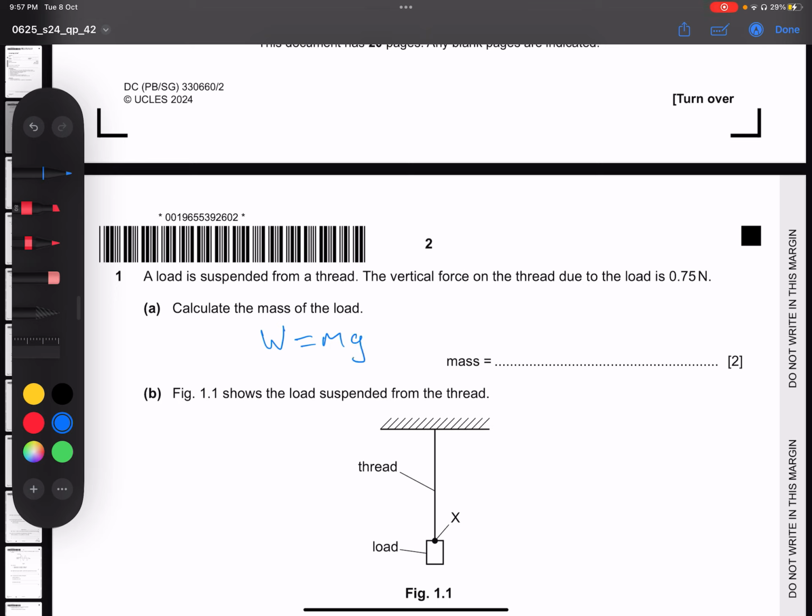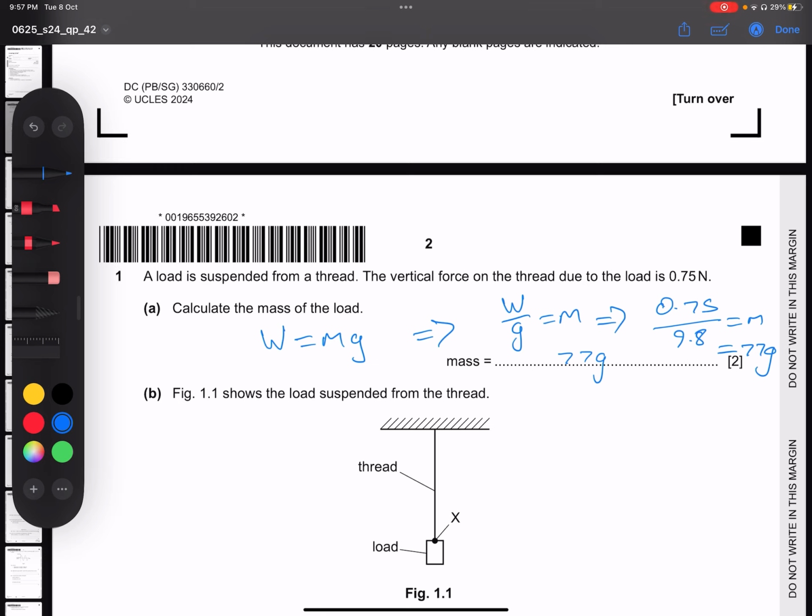So we know the formula of weight to be W equals mg, where W is the weight, m is the mass of the load and g is the gravitational constant of 9.8 meter per second squared. Since we already know the weight and g, we can rearrange the formula to W by g equals m. So 0.75 divided by 9.8 is equal to m, just 77 grams. So the answer would just be 77 grams.